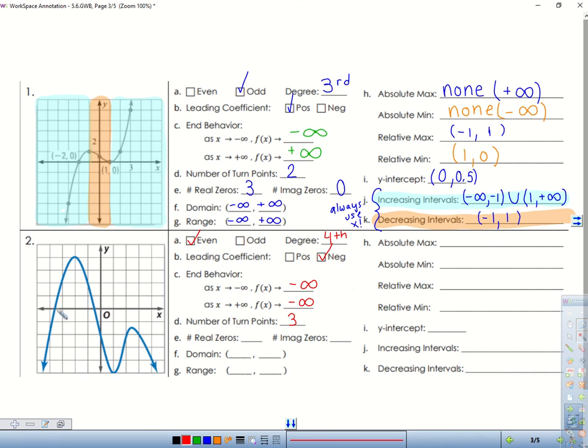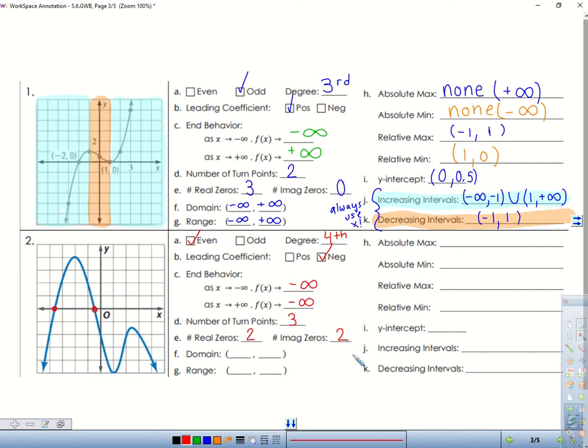Real zeros. What's the multiplicity of both of these zeros? 1. So there's just 2 simple zeros here, right? Yes. And that's because they both have a linear appearance to them. Does everyone see how it's just standard multiplicity of 1 zeros here? So if there are 2 real zeros and the degree is fourth, how many imaginary zeros must there be? 2. Because the total number of zeros has to add up to the degree of the polynomial.